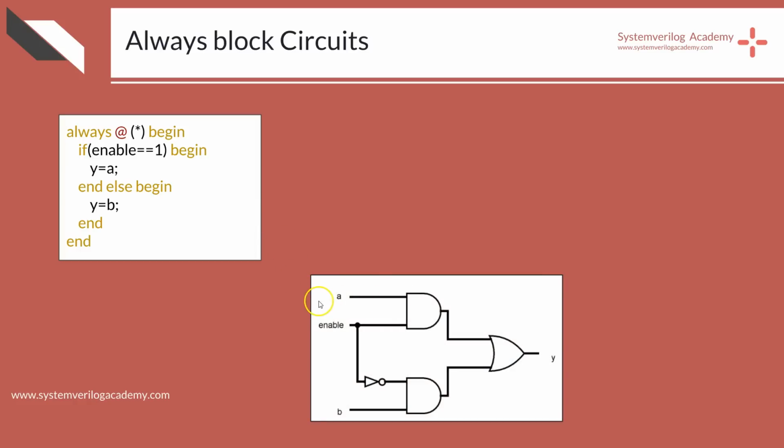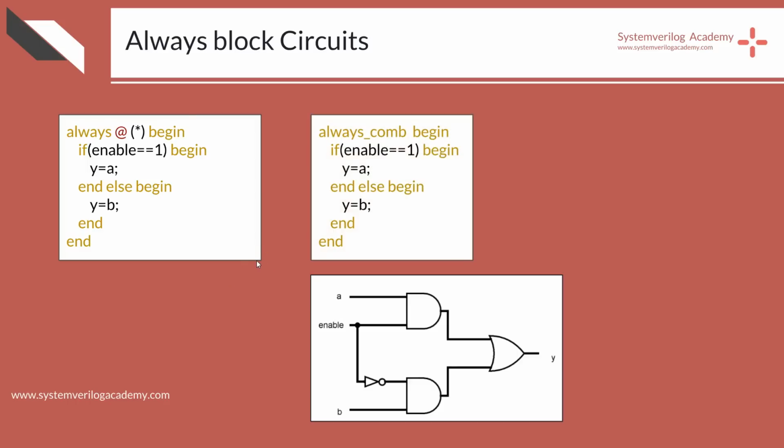Now if you use the SystemVerilog specific always_comb block instead of always, the output will be the same as this. Then the software tools need not go through the code and decode it in order to identify the type of circuit.